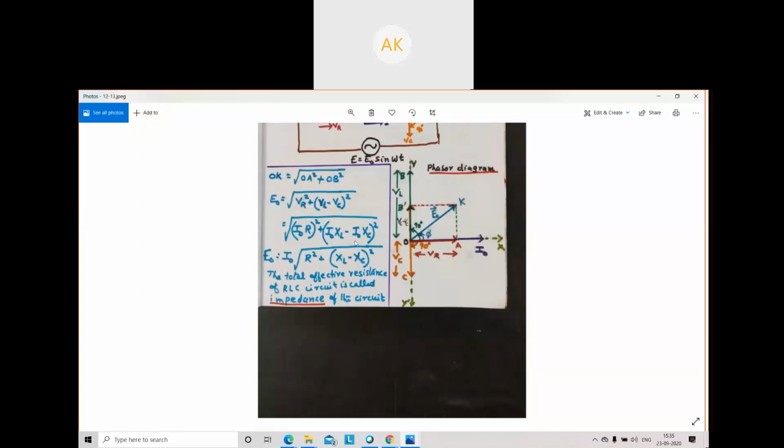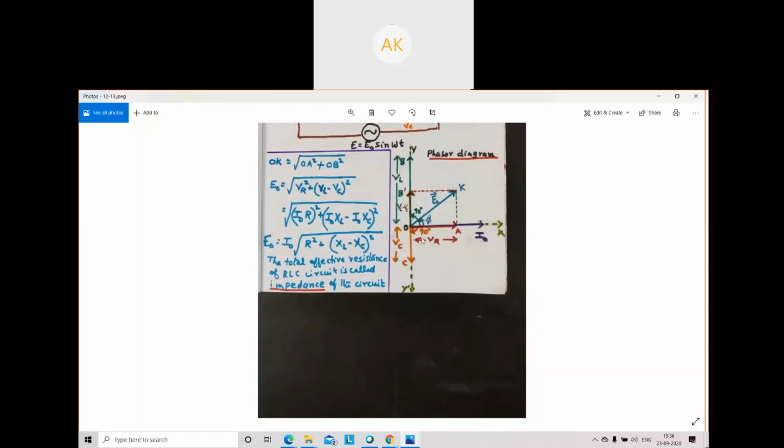In an inductor, current is lagging, voltage is leading. In a capacitor, voltage is lagging, current is leading. You represent all these in a figure. In the phasor diagram, the phase angle between them is shown clearly.